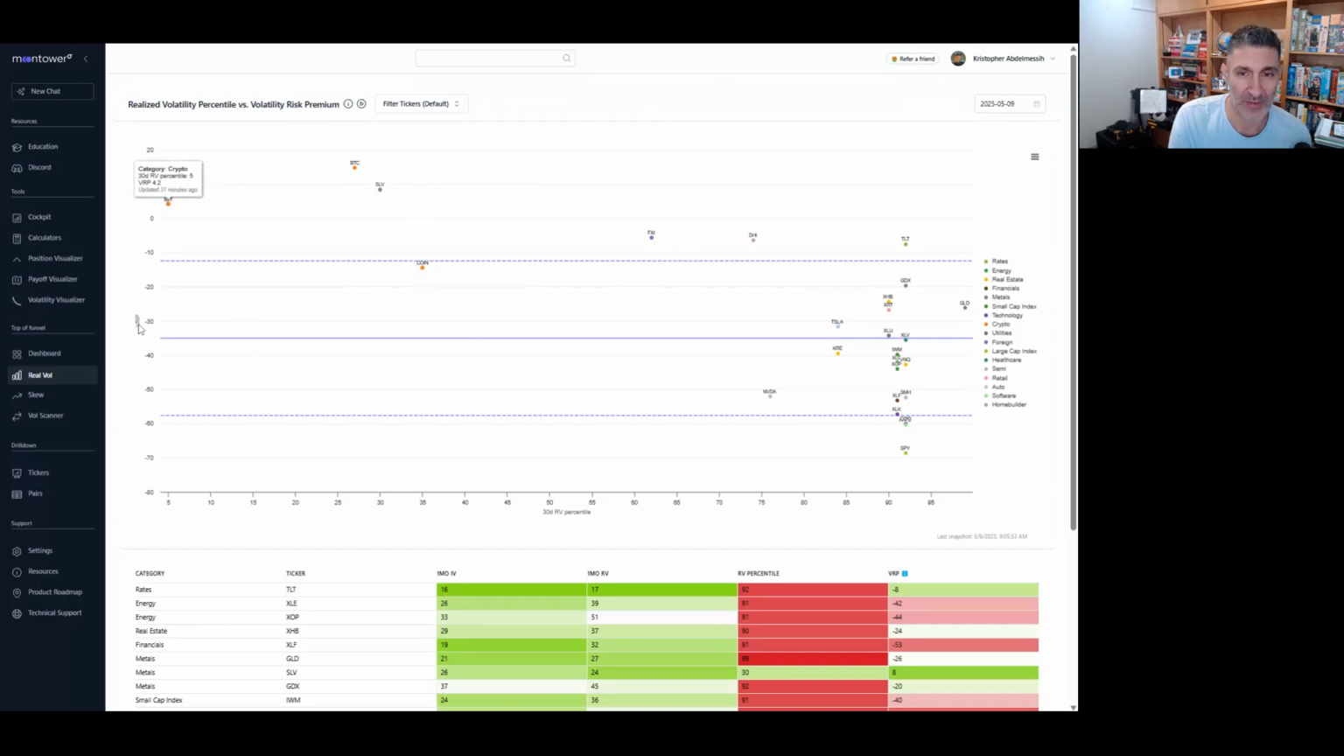Now, remember, VRP is implied vol, which is forward looking, divided by realized vol, which is backwards looking. You're getting a lot of names right now that have big negative VRPs, but this is also pretty misleading. The reason is that we've had a lot of realized vol in the past 30 days, and obviously the market looking forward doesn't think that's going to repeat itself. The market's been rallying because it doesn't expect a lot of vol in the future. Otherwise it probably wouldn't be rallying, right?